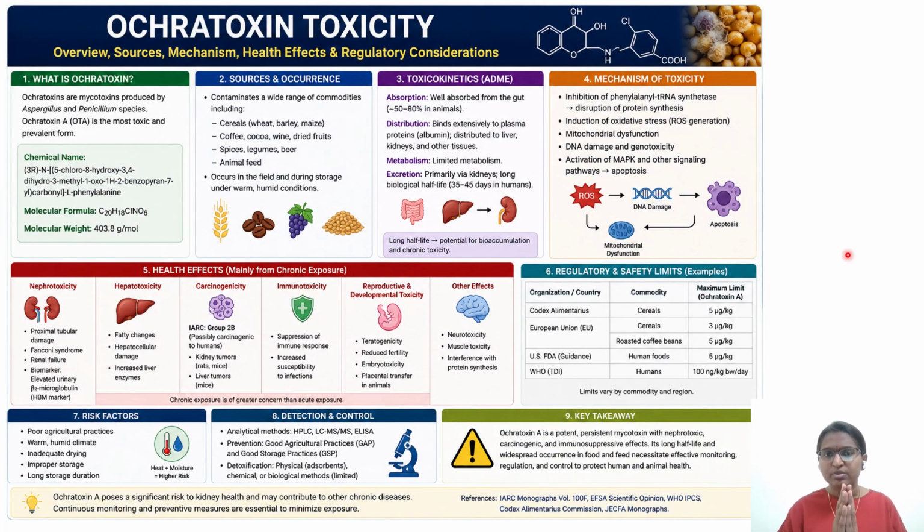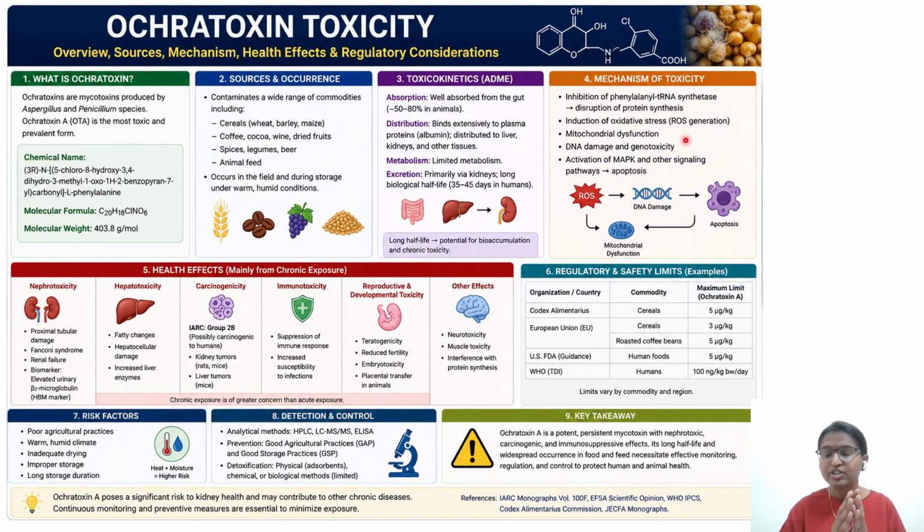So if you look at the typical key features that we have to remember with respect to ochratoxin, if you look at the mechanism, it will inhibit phenylalanine tRNA synthetase. As a result, it causes disruption of protein synthesis. Another mechanism is induction of oxidative stress.